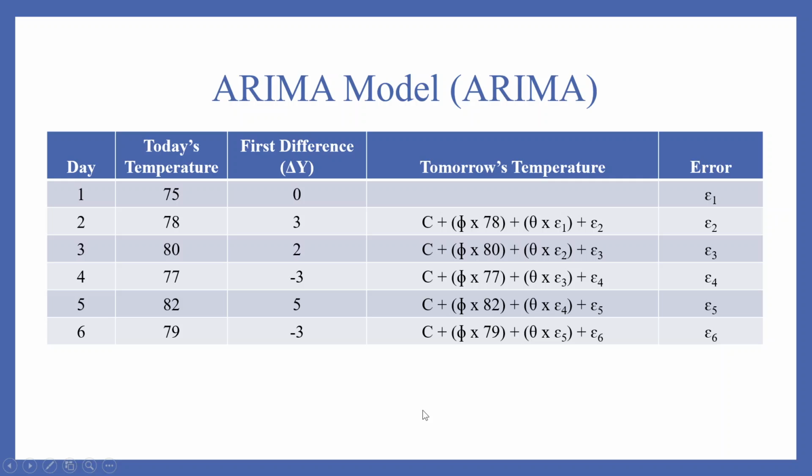So now what will be our ARIMA model? This is the actual data, first difference, which will now become our dependent variable, and tomorrow's temperature will be predicted with the help of both the AR and MA terms. So C plus phi into 78, which is this one, plus theta into epsilon 1, this one. Then phi into 80 plus theta into epsilon 2, phi into 77 plus theta into epsilon 3, phi into 82 plus theta into epsilon 4, phi into 79 plus theta into epsilon 5.